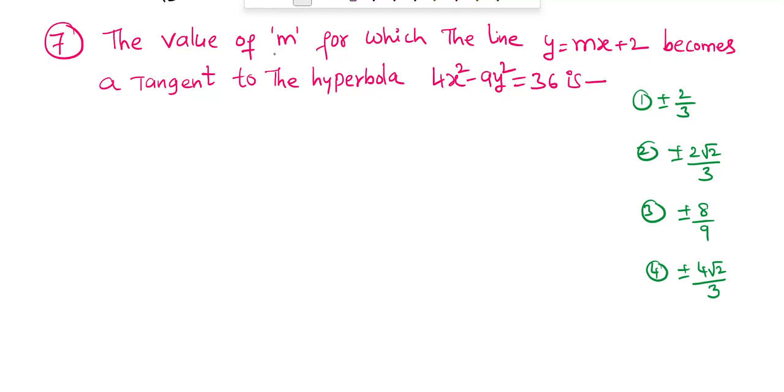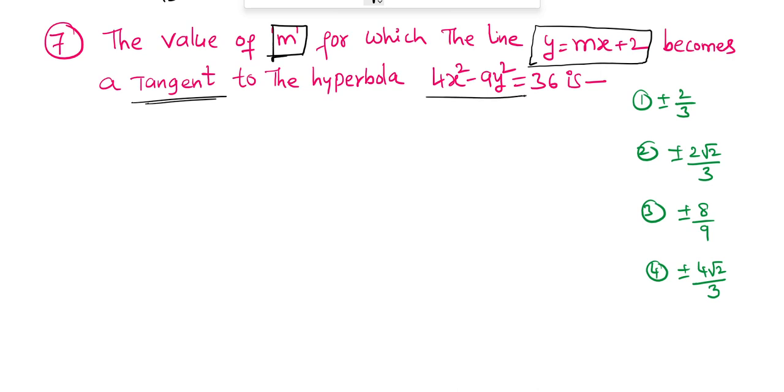This is the seventh question. The value of m for which the line y = mx + 2 becomes a tangent to the hyperbola 4x² − 9y² = 36 is dash. Here the given hyperbola is 4x² − 9y² = 36.